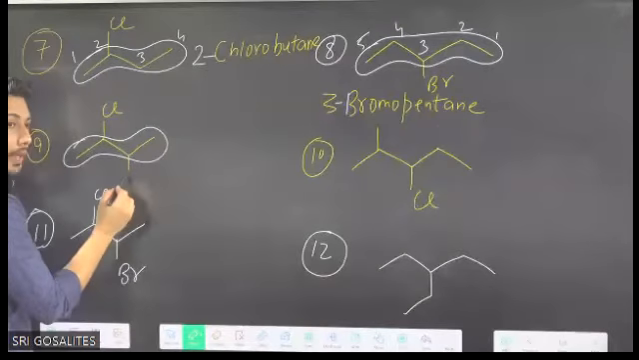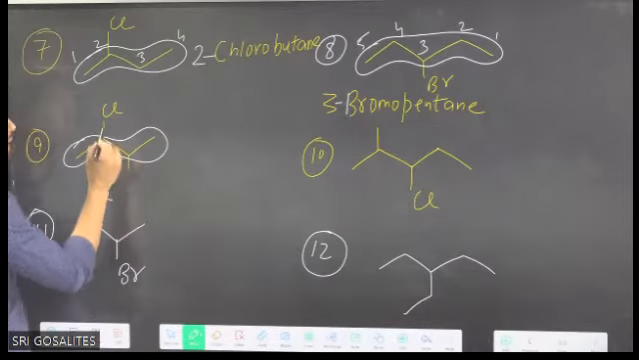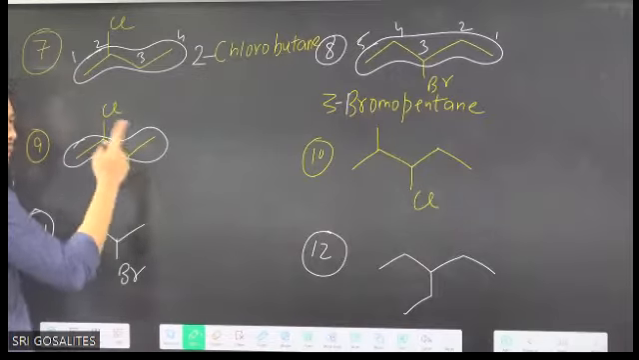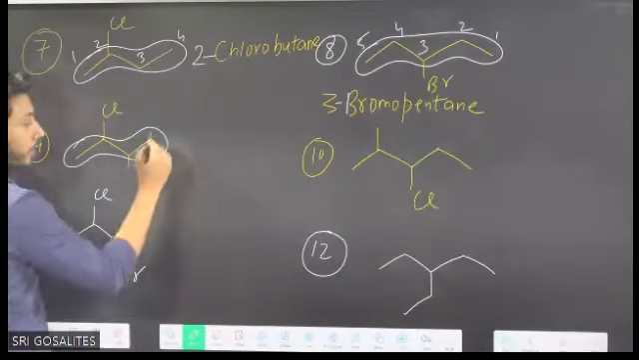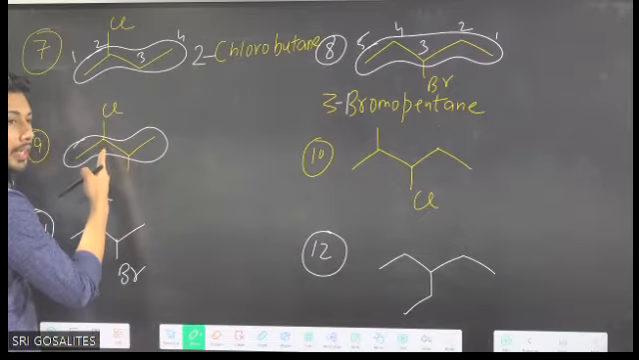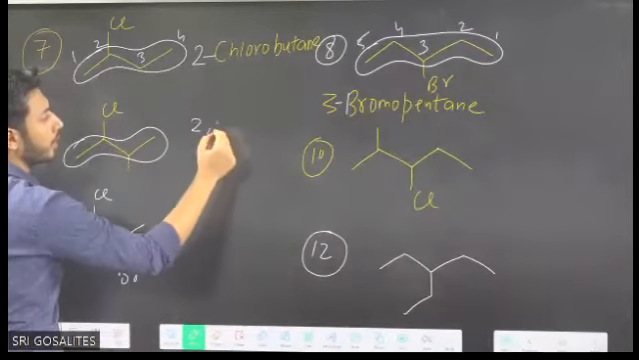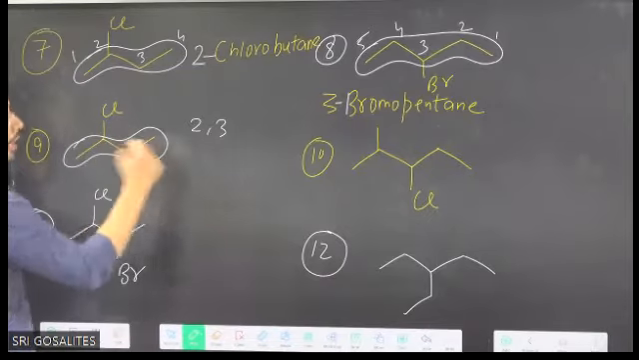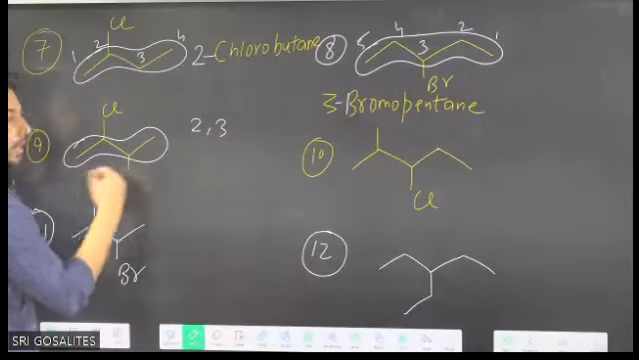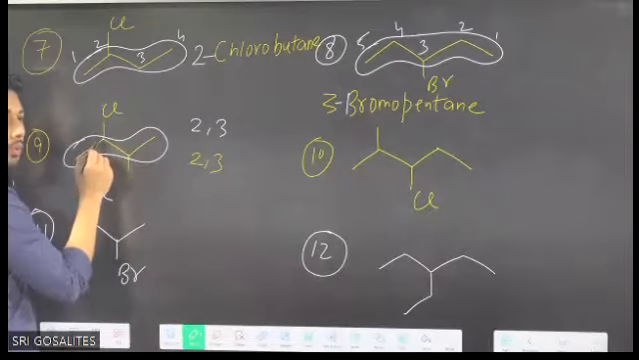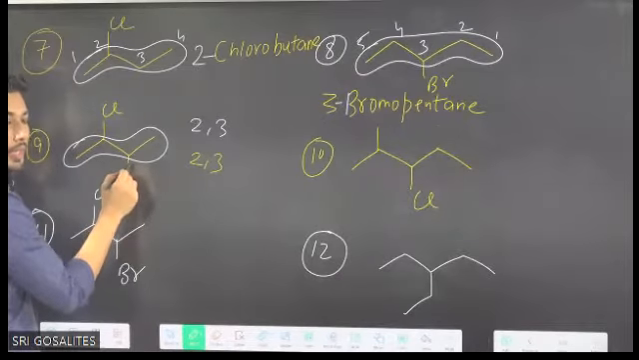Which groups are here? Methyl, CH3, and it is Cl. Both are prefixes. Now, if you do the numbering from the right hand side, the numbering will be 1, 2, 3, 4. Substituents are getting which numbers? 2 and 3. Second for methyl, third for chloro. If you do numbering from the left side, again which numbering? 2 and 3. Second for chloro, 3 for methyl.